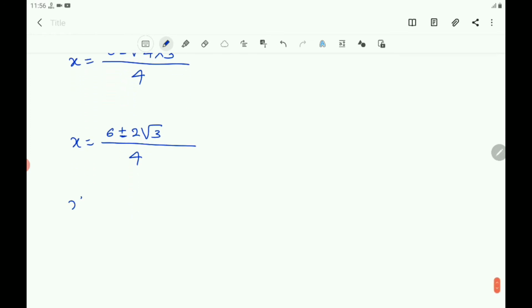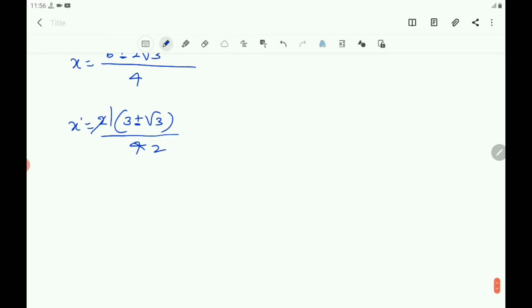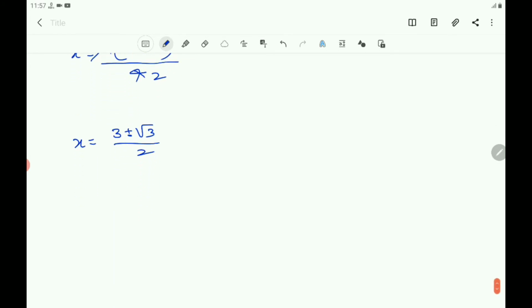Then x equals, you can remove 2 as a common factor in the bracket, 2 3s are plus or minus root 3 by 4. 2 1s are 2, 2 2s are 4. Then you will get x equals 3 plus or minus root 3 by 2. So the roots are x equals 3 plus root 3 by 2 and x equals 3 minus root 3 by 2. These are the two real roots which are unequal, as you got b square minus 4ac is greater than 0.